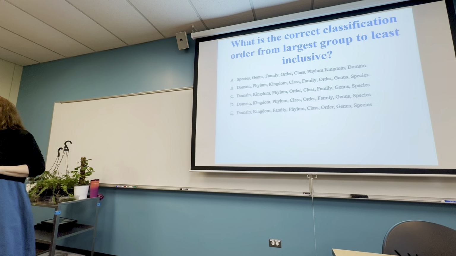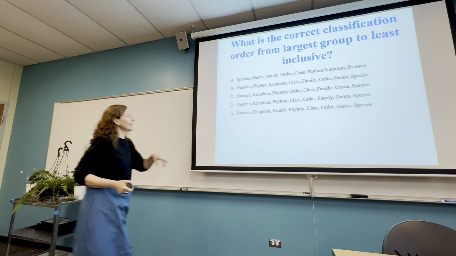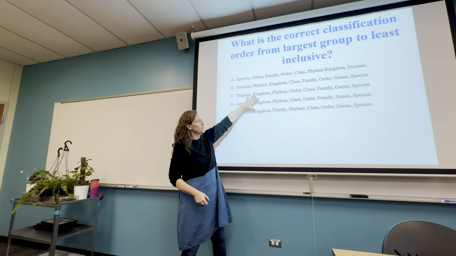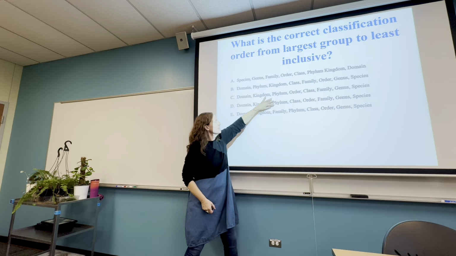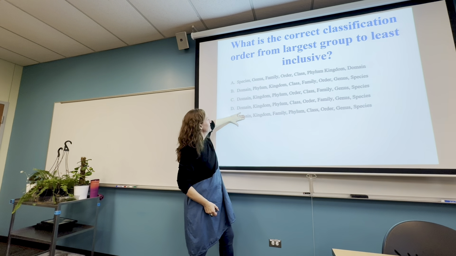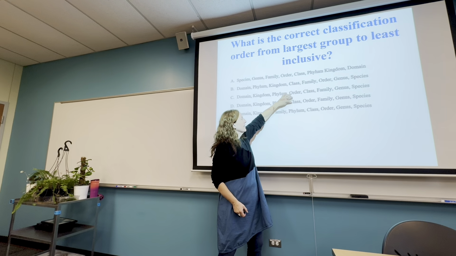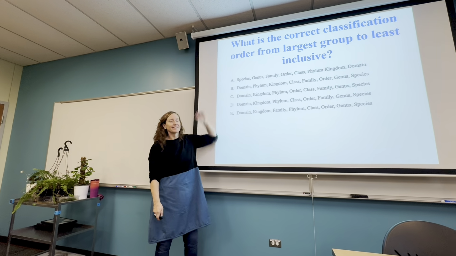After domain, what comes next? Good, kingdom. Okay, so these three are good, get rid of that one. After kingdom, what comes next? Phylum, okay, phylum, good, get rid of this. What comes next, class or order? Class. Yeah, good, class. Okay, so then we get rid of that.